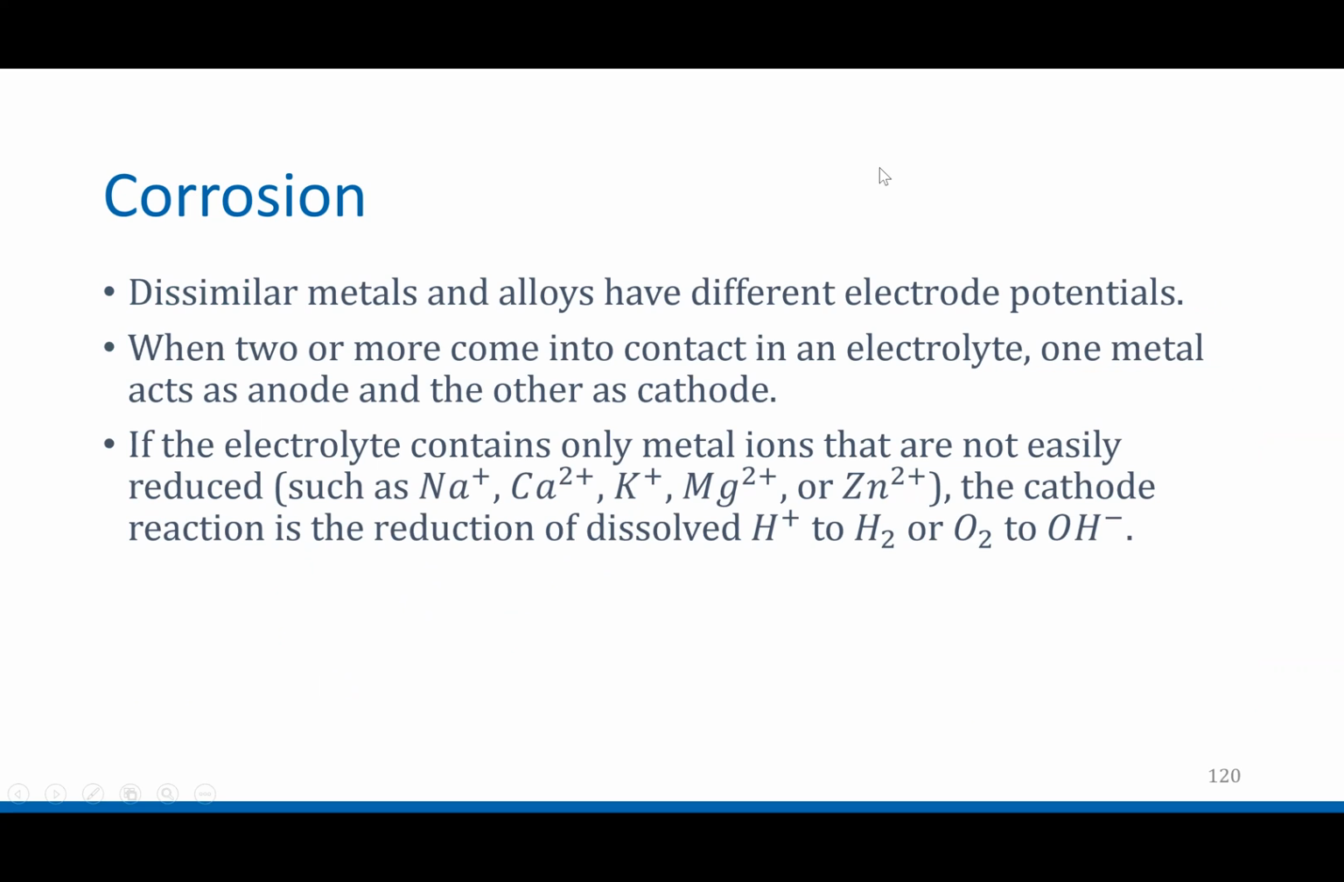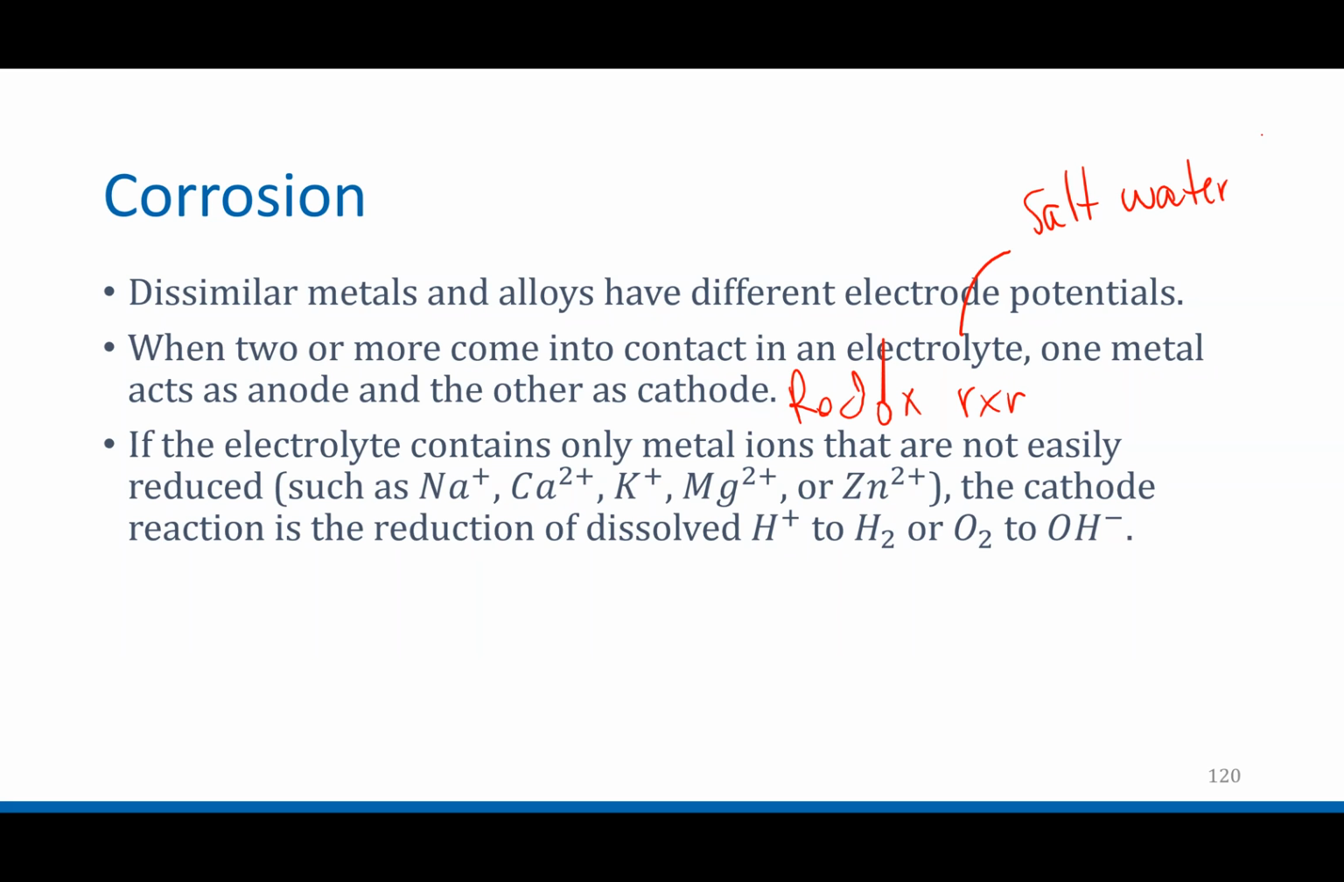Now, how does it happen? Well, dissimilar metals have different electrode potentials. You can remember back in Chemistry 1120, these different electrode potentials can result in a redox reaction. So when two or more come into contact with an electrolyte, like salt water, one metal acts as an anode, the other acts as a cathode, and we see a redox reaction happen. Electrolyte being typically salt water.